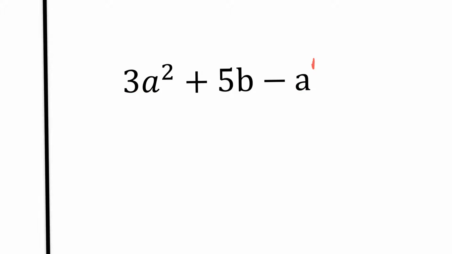And just in case you forget, this a at the end right here, we actually have an invisible 1 here. So we have a minus 1a to the first power. The one in the middle, it's a b. So it's not the actual a letter, the variable a. So these a's are not like terms. B, there's no other b that you can combine because it's not a like term. So when this happens, you cannot combine any of those terms. We say it's already simplified.